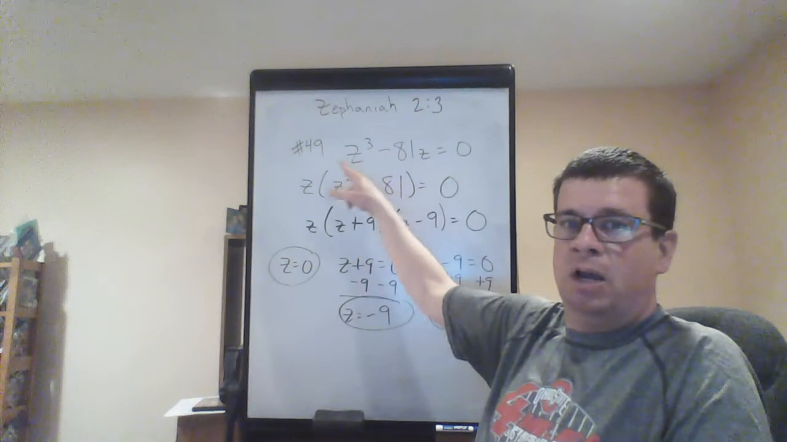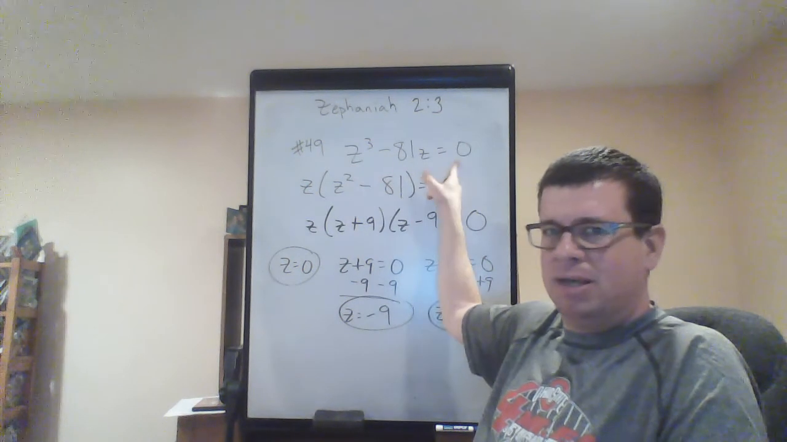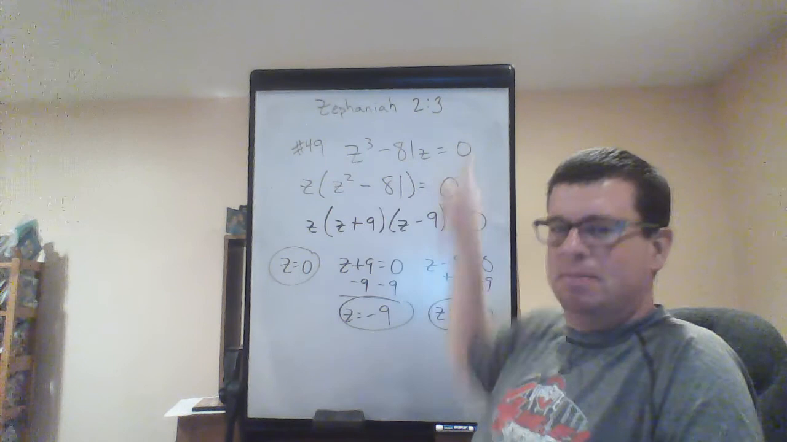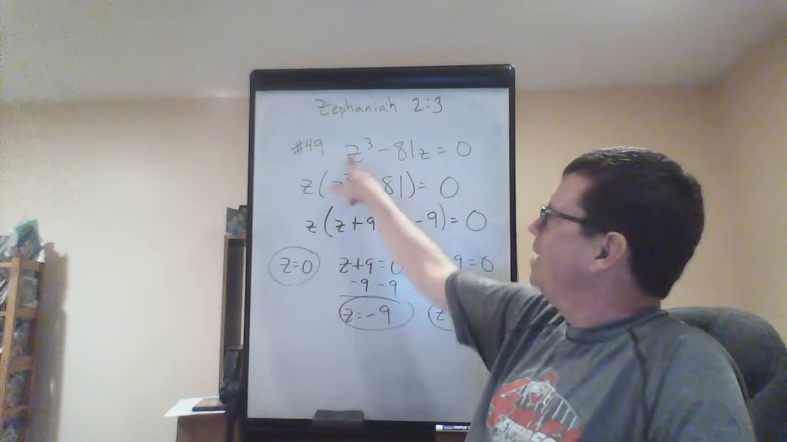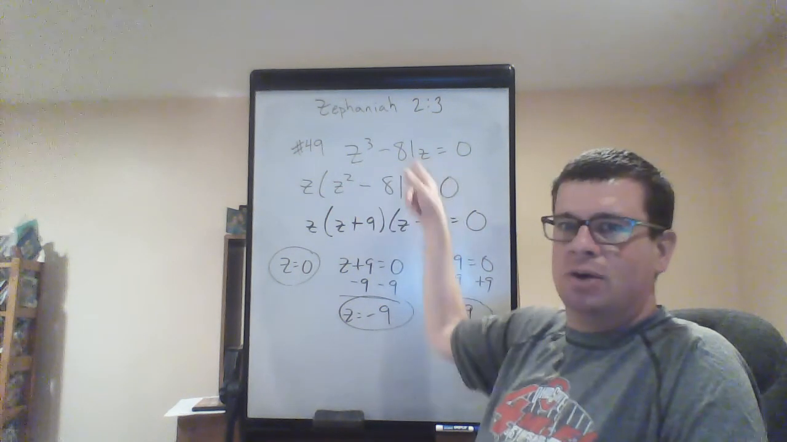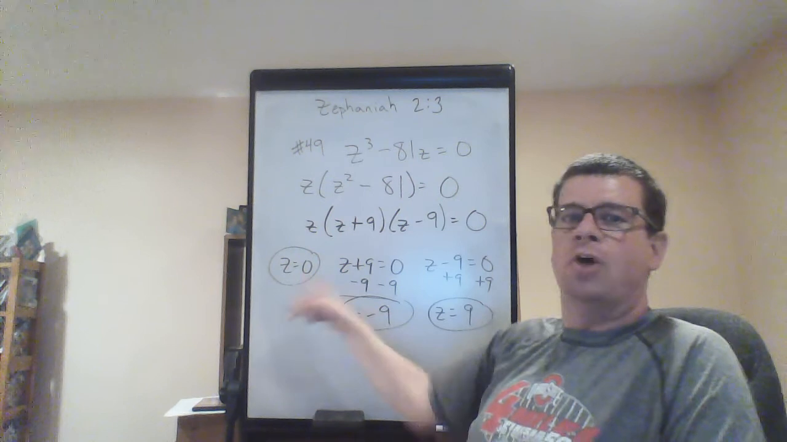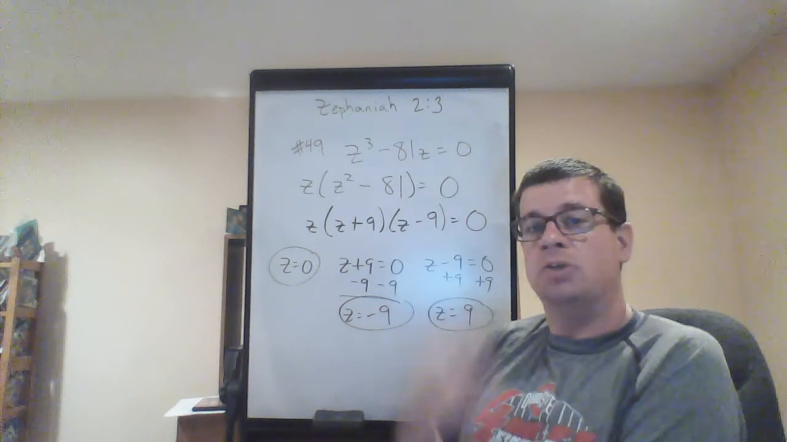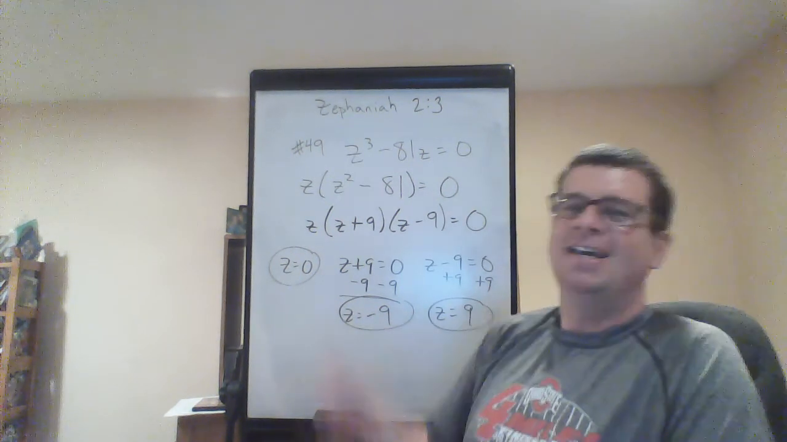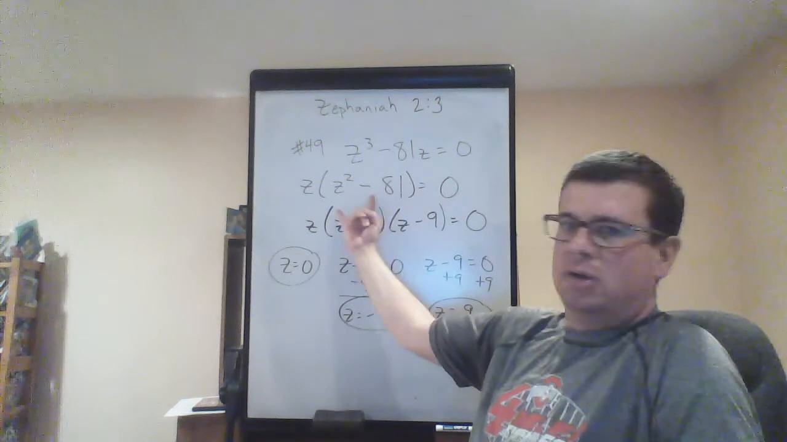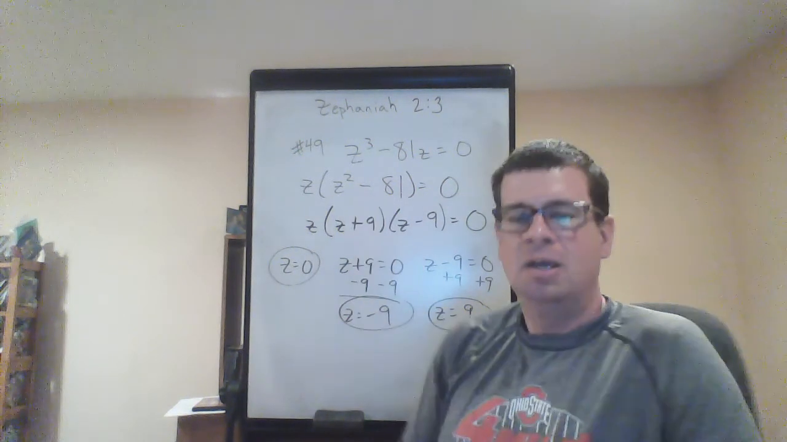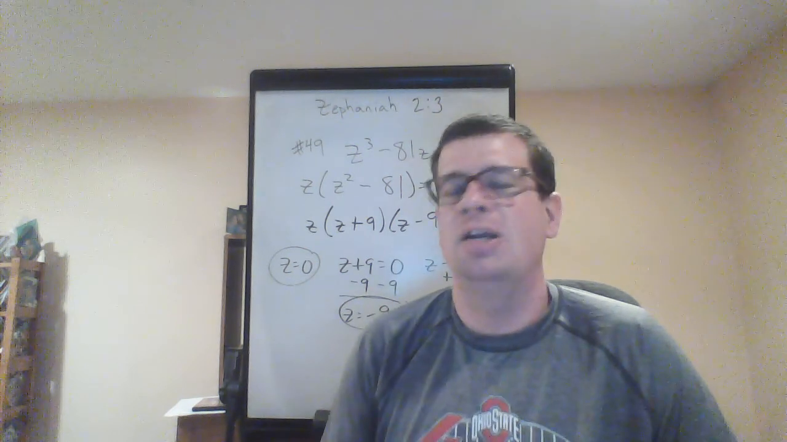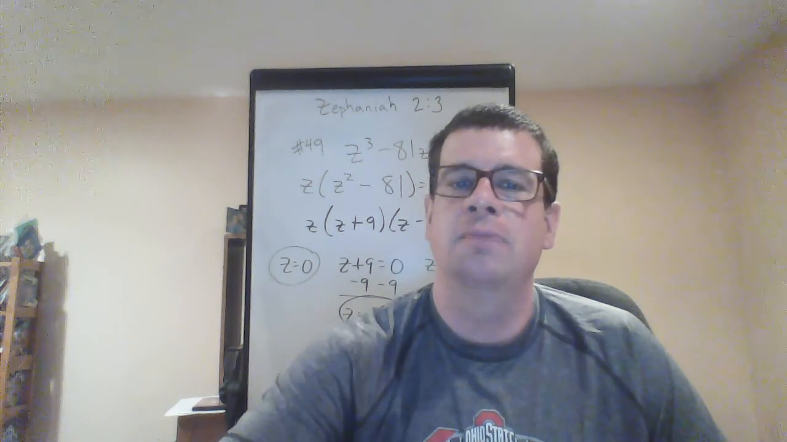If you plug those in, plug 0 in for all the z's, I bet it equals 0. Put negative 9 in for both of those z's, I bet it equals 0. And put positive 9 in for both of those z's, I bet it equals 0. Those are the 3 values of z that make that equation true. So again, factoring by taking out commons, and then that difference of 2 squares. Learn to recognize it. I want you to see those things in your sleep, and know how to deal with the difference of 2 squares.